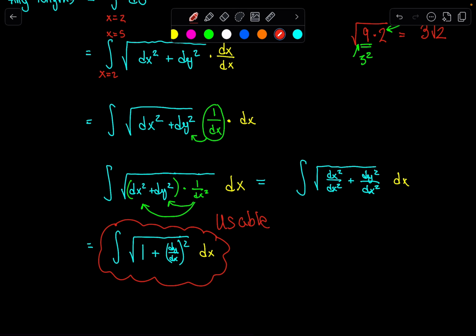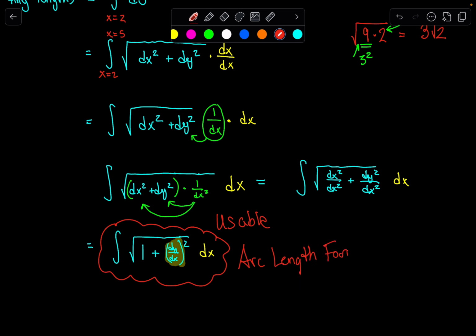It's usable because, number one, now we have a function times dx that I can integrate. And number two, dy dx is just the derivative with respect to x. And this is it. This is our arc length formula.